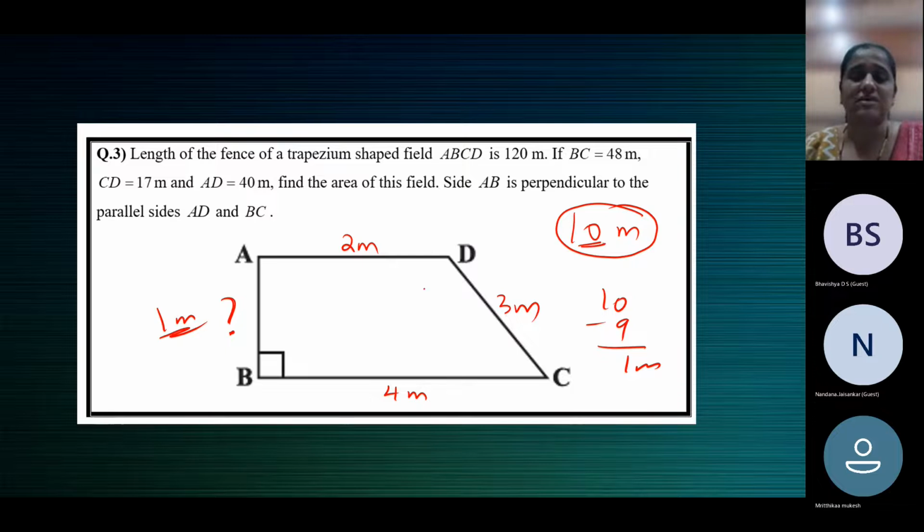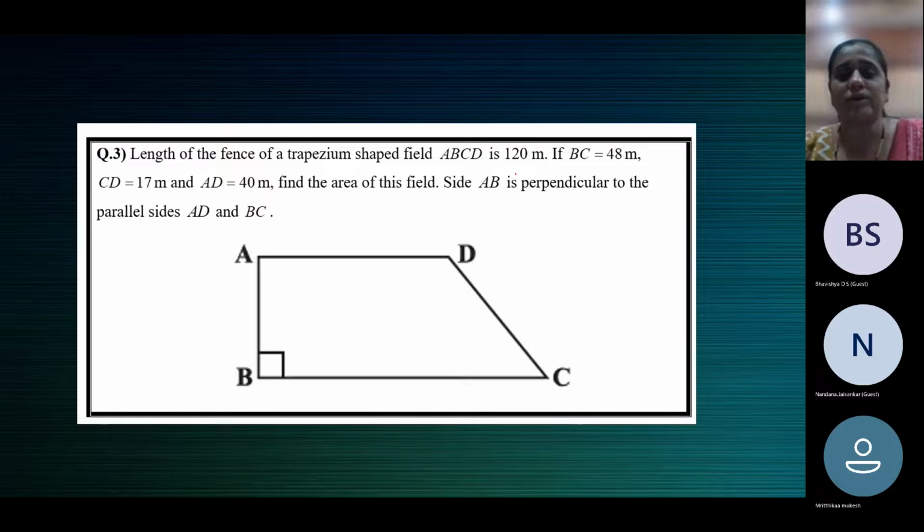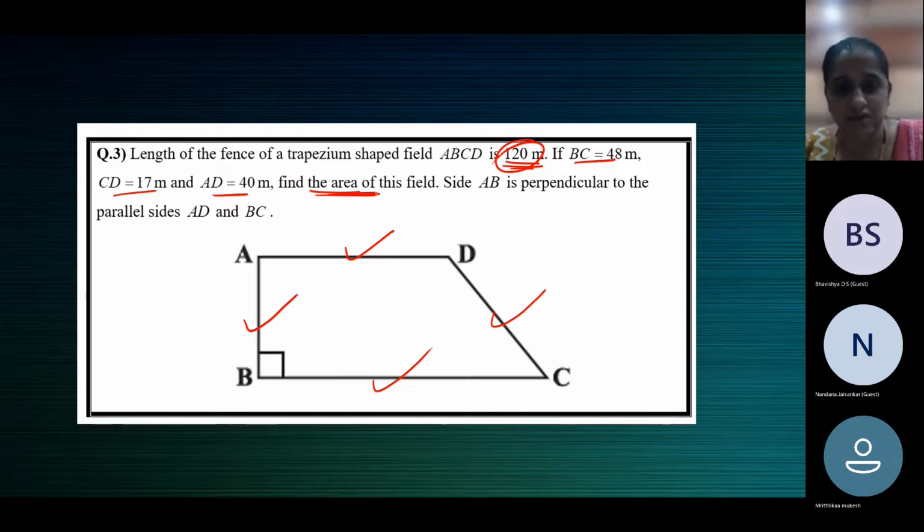Because this is the perimeter, the sum of all the four sides is 10 meters. The sum of the three sides is 9 meters. 4 plus 3, 7. 7 plus 2, 9 meters. So then the fourth side has to be 10 minus 9, 1 meter. The same thing we have to do here. We know that the perimeter is 120. That is the sum of all the four sides, and we know three of them. So I should find the length of the fourth side. That's the first step. Though the question is to find the area of this field, you must first find the fourth side of the field.